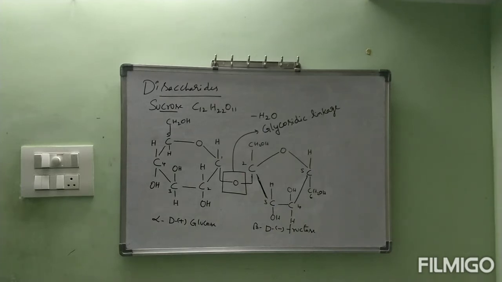If this sucrose undergoes hydrolysis, water will be provided again. That water will be added to this C1 and C2, and the bond will be cleaved, forming alpha D glucose and beta D fructose. That is what happens when it undergoes hydrolysis. That C1OC2 linkage is called glycosidic linkage. This is one type of condensation polymerization. Two molecules are undergoing a condensation reaction to form the sucrose structure.